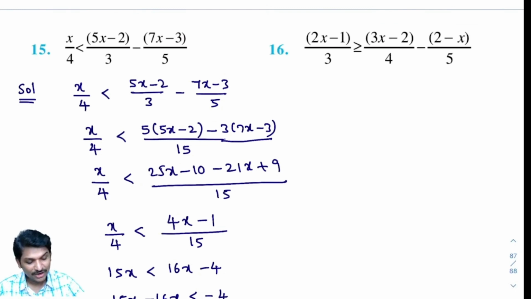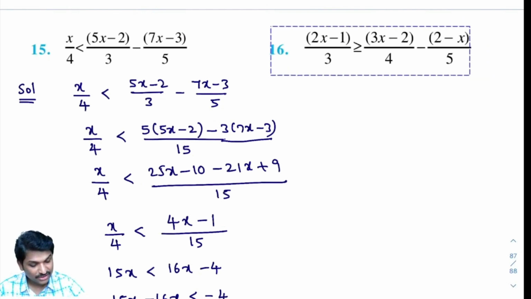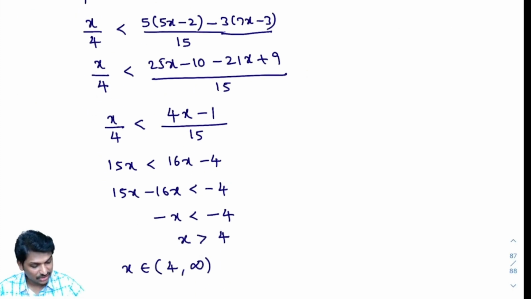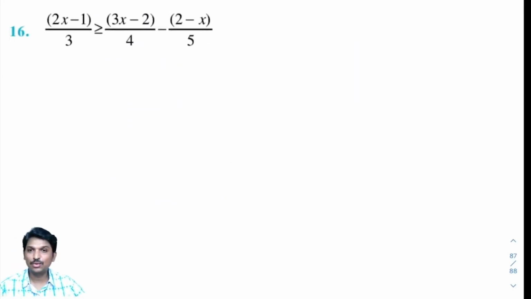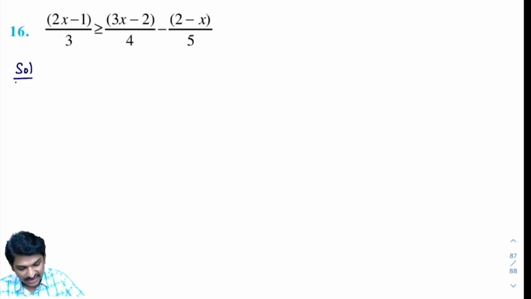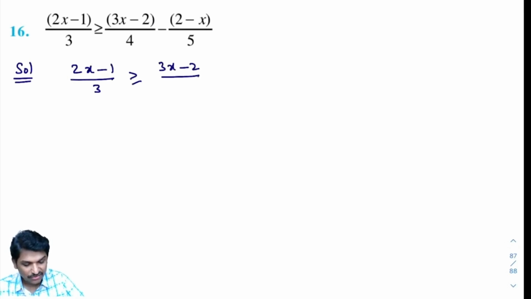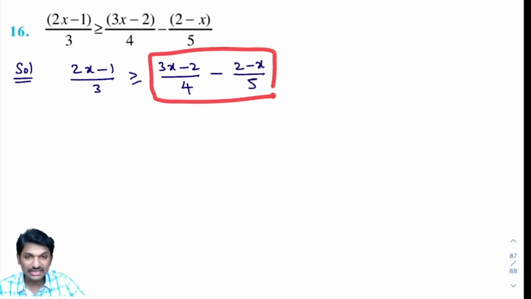Good. Now question number 16. This is the last question in today's class. I need to solve this inequality. I need to find real x values which satisfy this inequality. First thing, I'll write the question. What is given? 2x minus 1 divided by 3 is greater than or equal to 3x minus 2 divided by 4 minus 2 minus x divided by 5. Just written the given inequality. To solve this inequality, first I'll simplify this right hand side part.